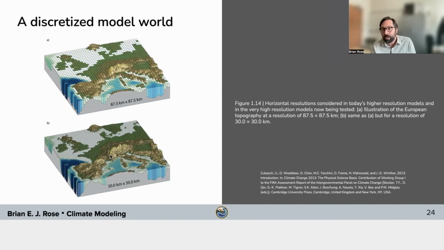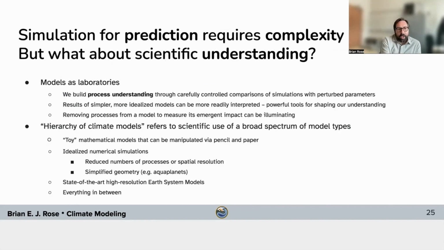So does that matter? Well, again, it depends on our application. But if we think, just to throw out an example, about the storage of snowpack in mountains associated with snowstorms interacting with the topography of a mountain range and the seasonal distribution of water that results from that, then this kind of thing might be important. Okay, so simulation for prediction requires complexity in a nutshell. But where does that leave scientific understanding?